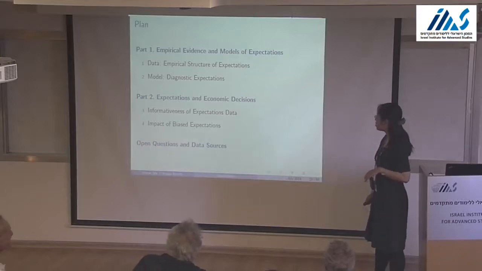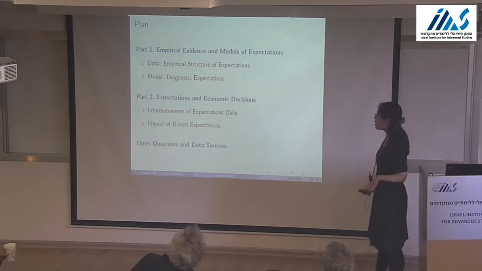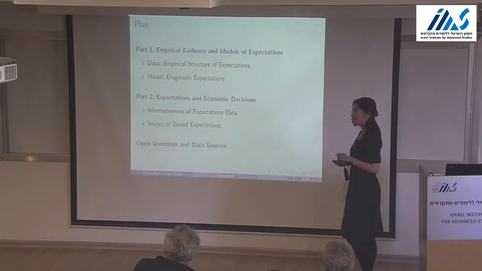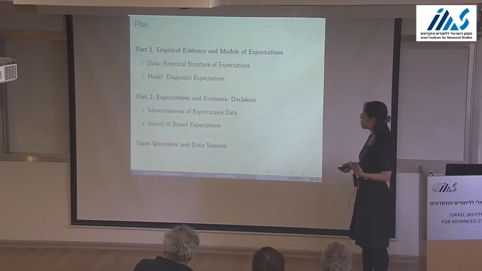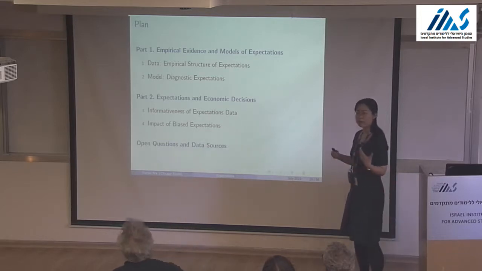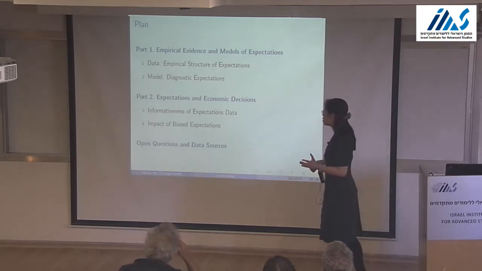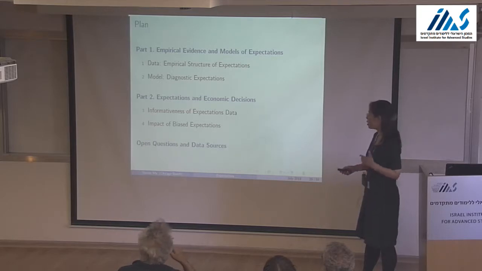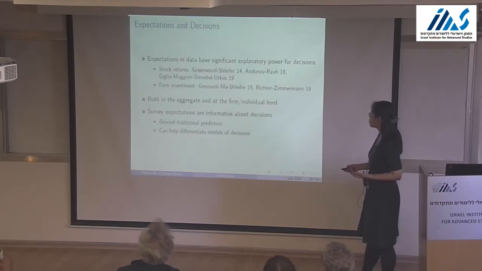What happened in the first half is we tried to understand features of expectations in the data and some ways of modeling and describing the systematic biases that we often see in the data. The second part, I want to transition to thinking about how expectations data help us understand behavior and how those biases that we have detected may have various types of consequences. And for evaluating the consequences, it's really an area with a lot of open questions and scope for research. So if you're interested, there's a lot more work to do.